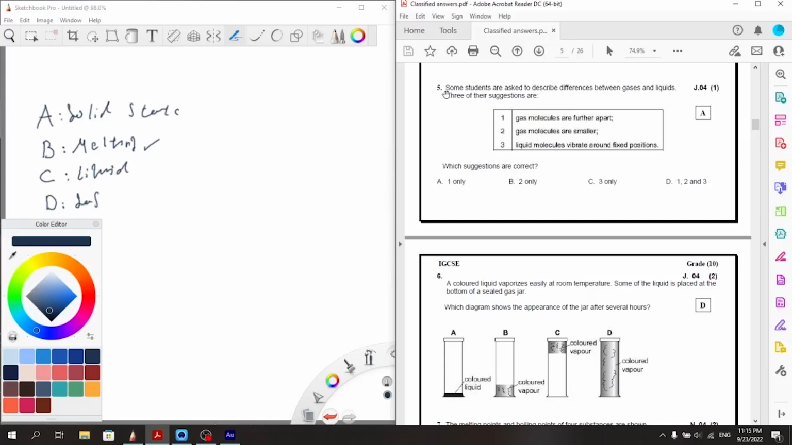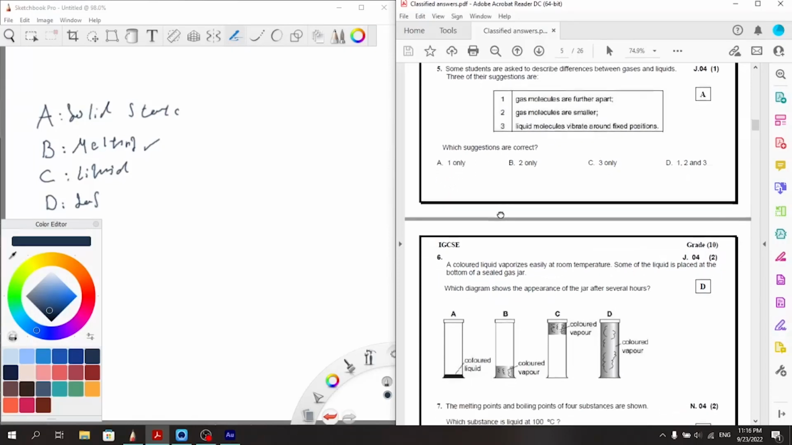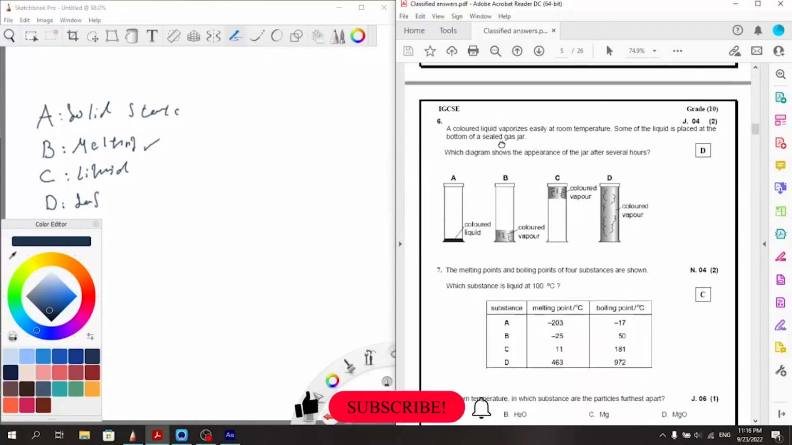Number 5. Some students are asked to describe the differences between gases and liquids. Three of their suggestions are: gas molecules are further apart. Okay, that's correct. Gas molecules are smaller. Nope, not necessarily. It depends on the element. Liquid molecules vibrate around fixed positions. Nope, not liquid molecules. Liquid molecules move past each other. Solid molecules are the ones that vibrate around fixed positions. So the suggestion that's correct is A. Gas molecules are further apart.